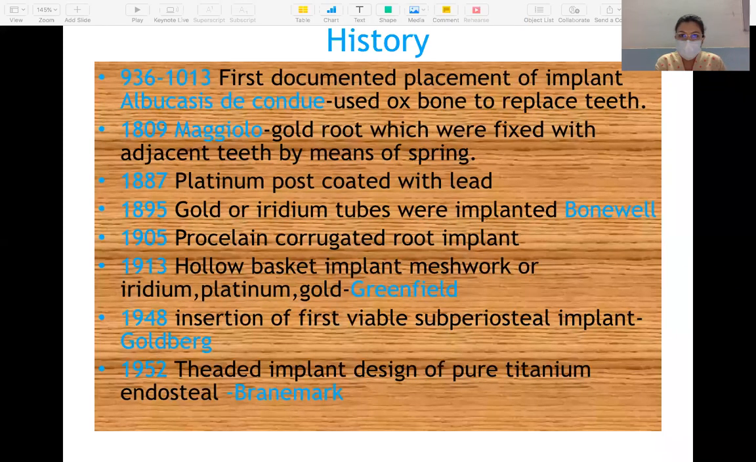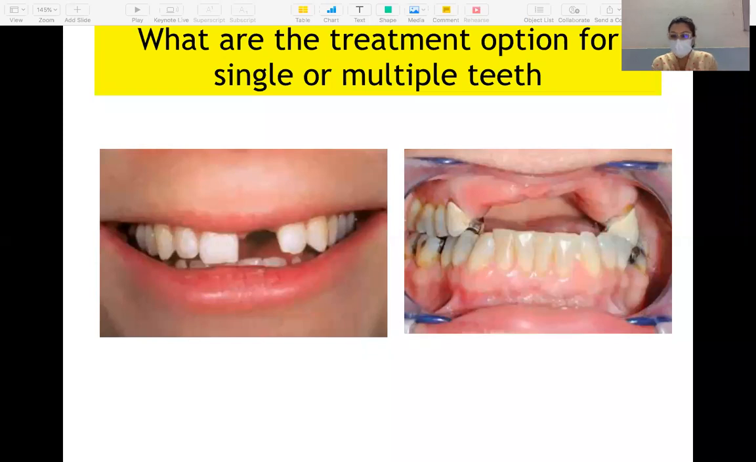If we go into a brief history of implants, it has been centuries back that implants in one form or the other were introduced and have been used. But when we talk of the history of implants, the basic revolution which occurred in dental implants was by the scientist Branemark, as we all know.